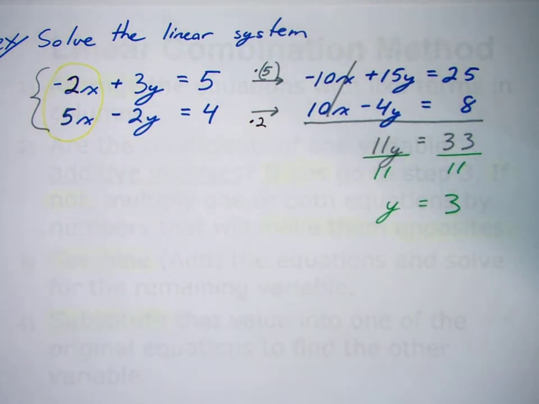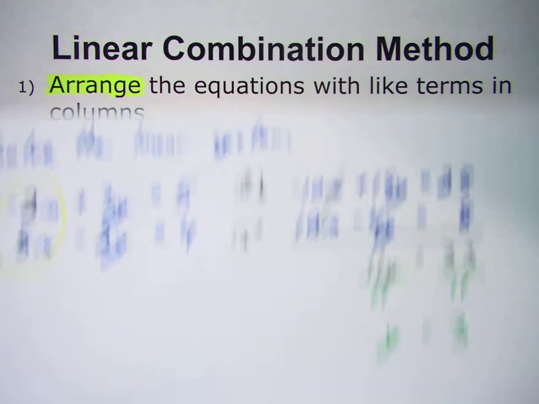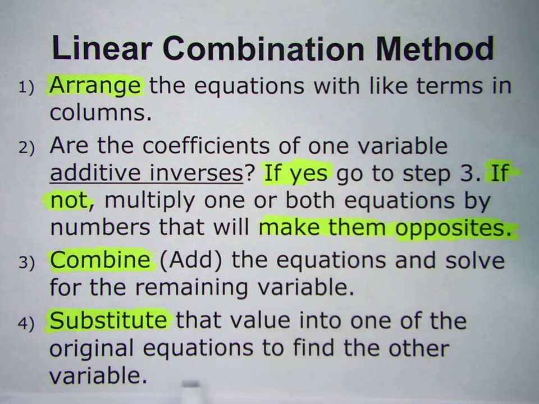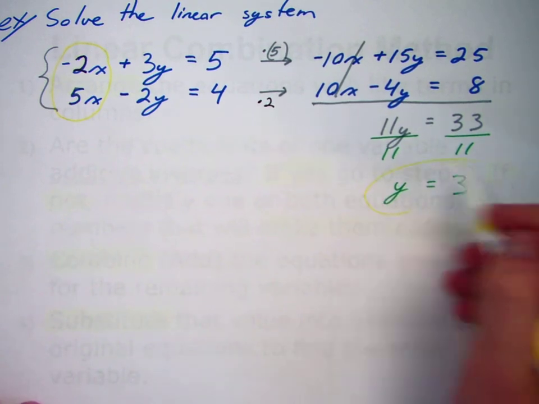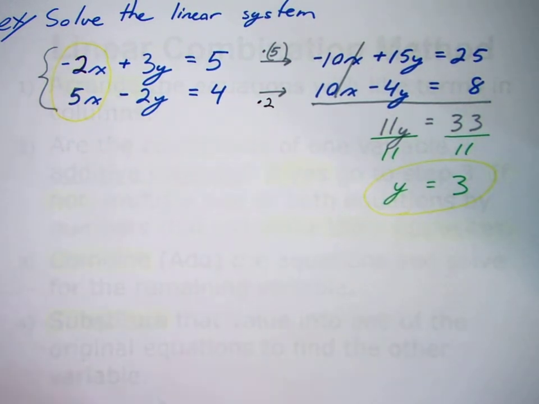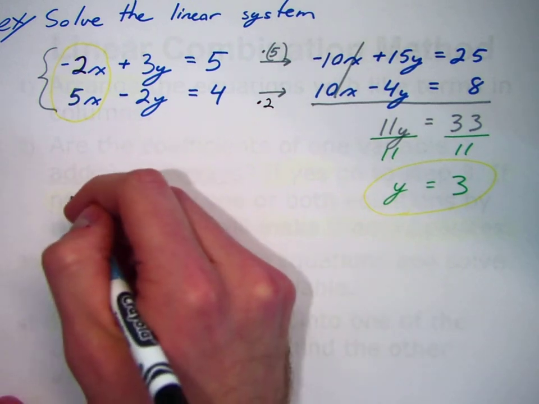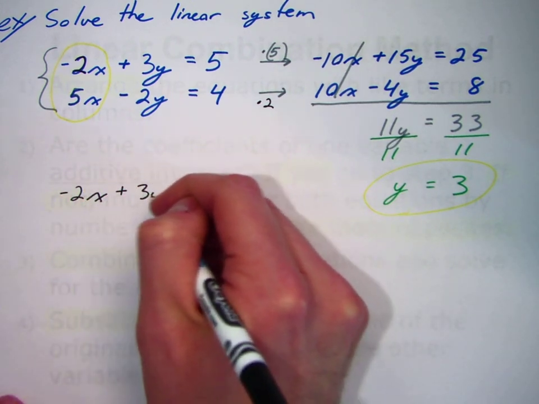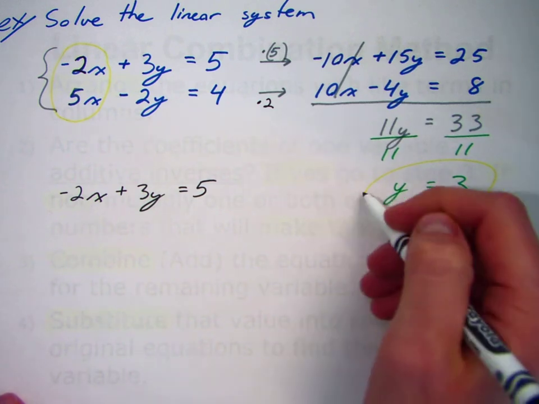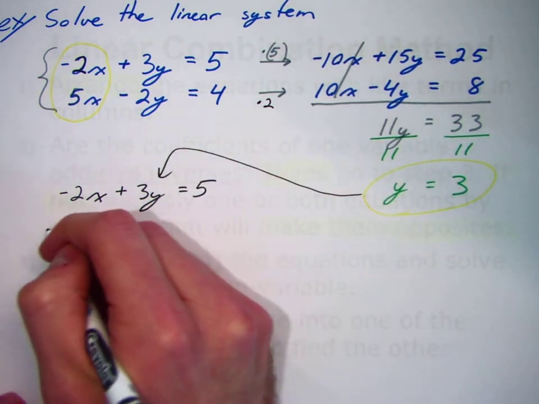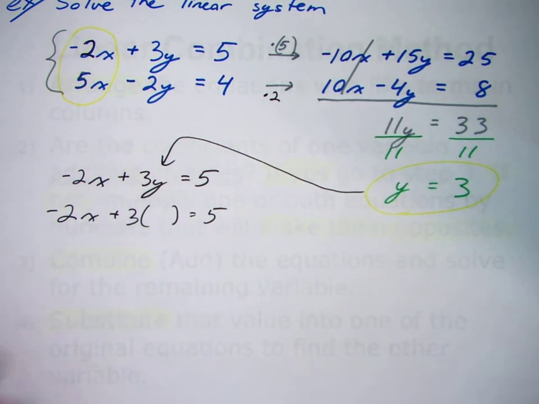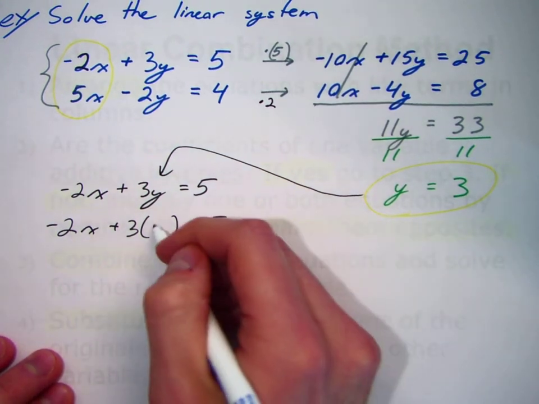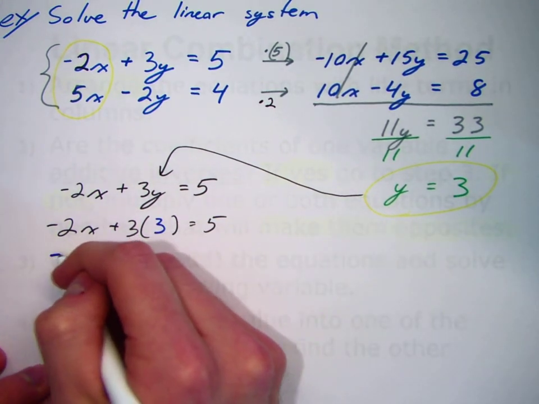So we have one of our variables. Now that we have that one variable, we go on to step 4, which says substitute the value into one of the original equations to find the other variable. And you could pick any equation you want. In this case, I'll just pick the top one. But again, it doesn't really matter. And we're going to take that 3 and substitute it there. So we substitute 3 there, and now you just solve it.